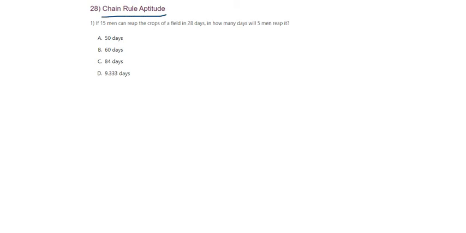Okay, now let's see how to do the chain rule aptitude. If 15 men can reap the crop of a field in 28 days, in how many days will 5 men reap it? Don't go by just blindly giving 15 men is to 28 days and 5 men as to how many days, and you get the answer as 9.33, which is already there, but that is not the way, because this is a chain rule problem.